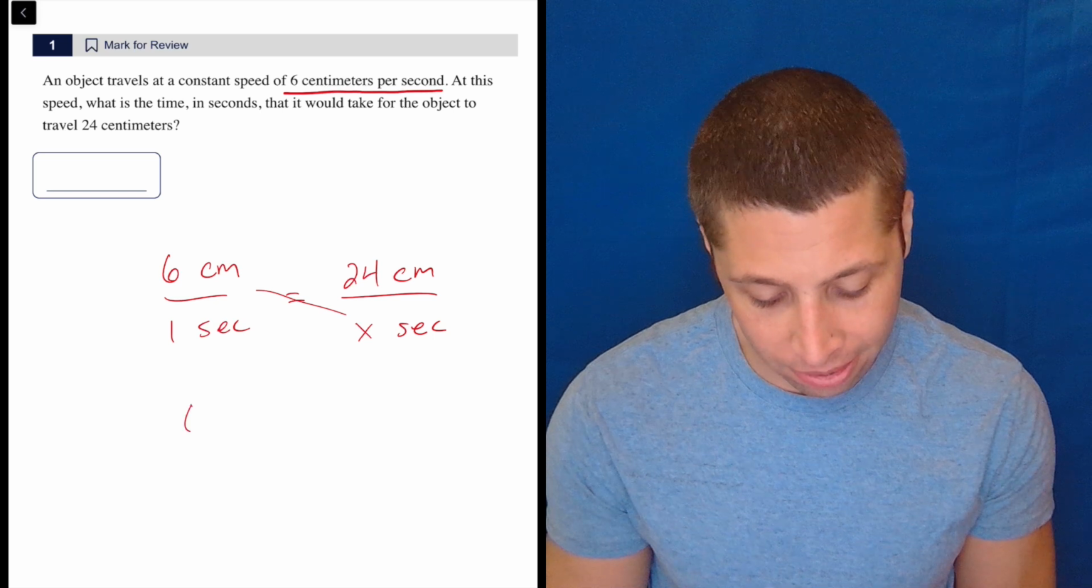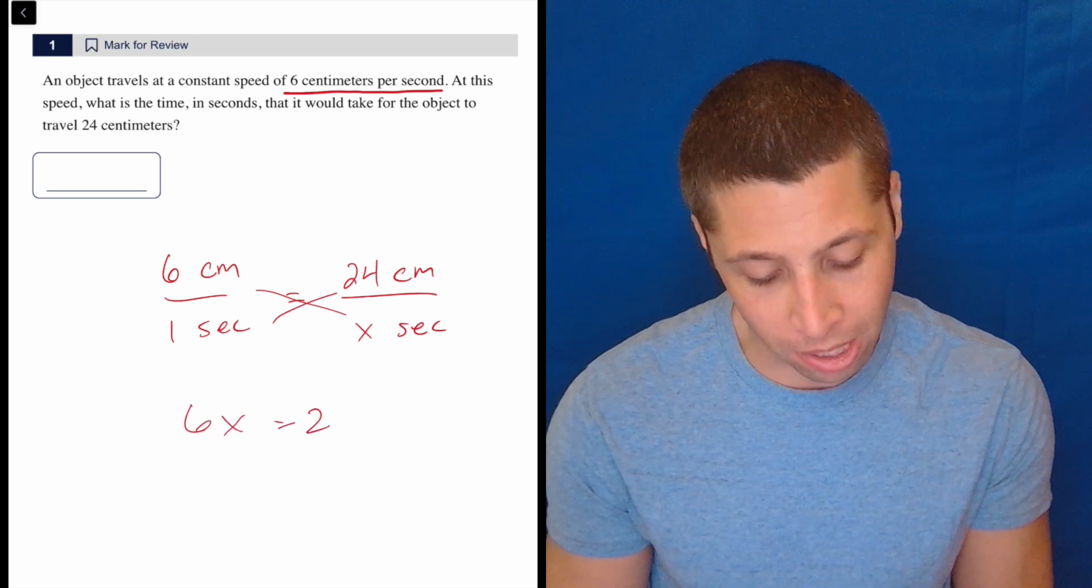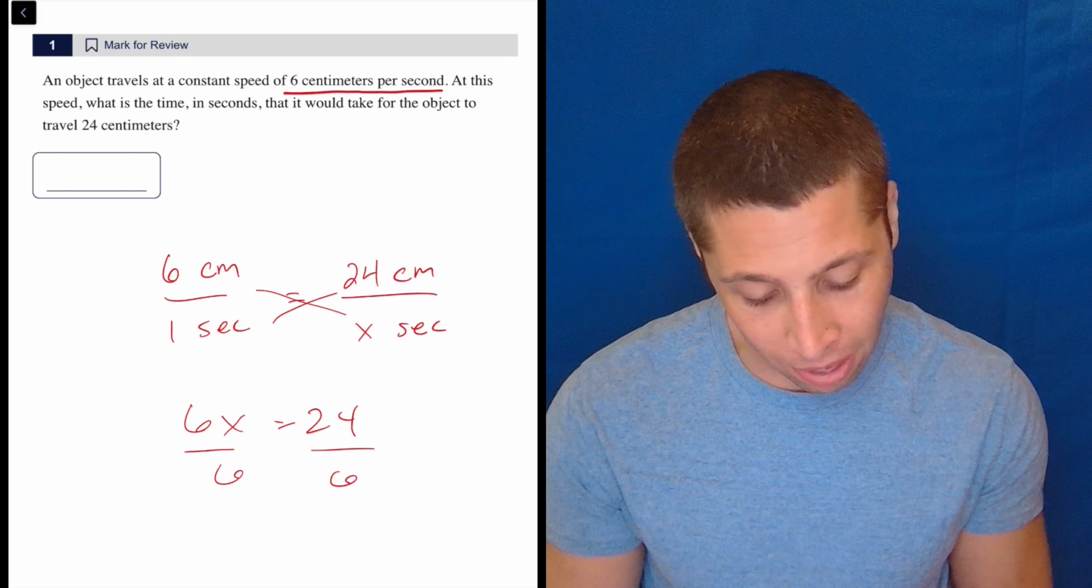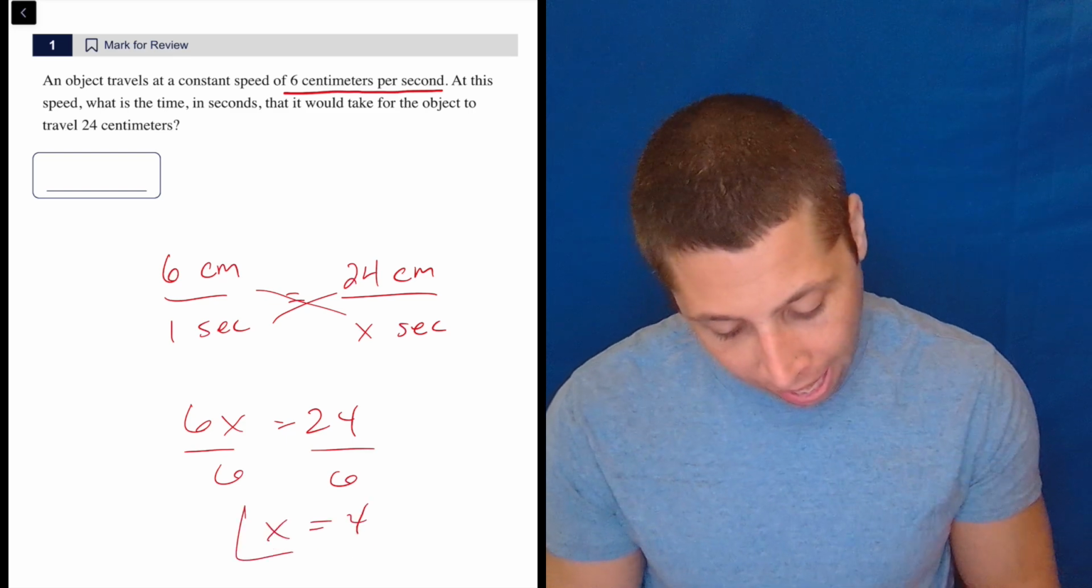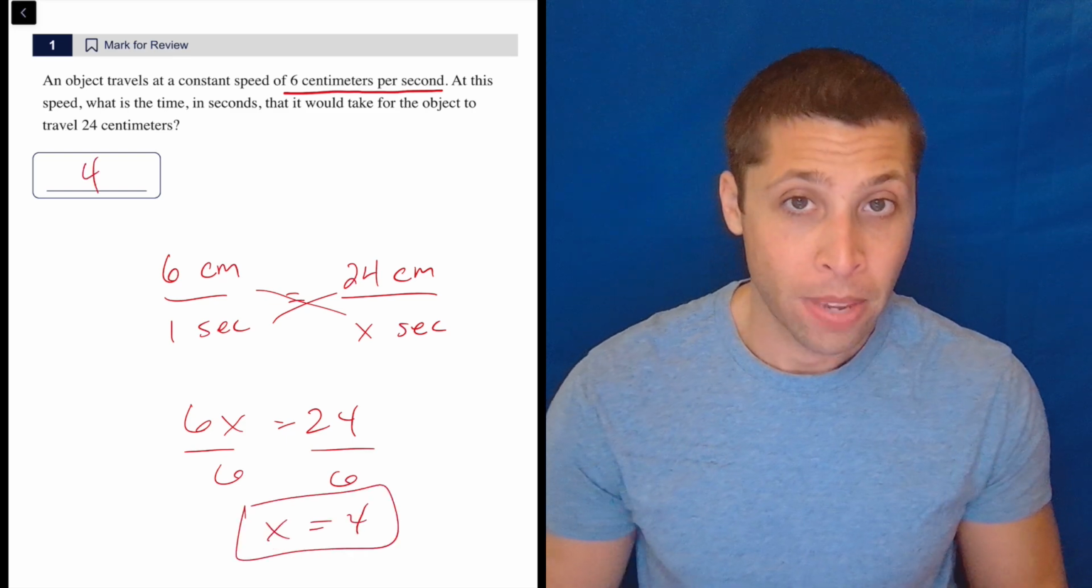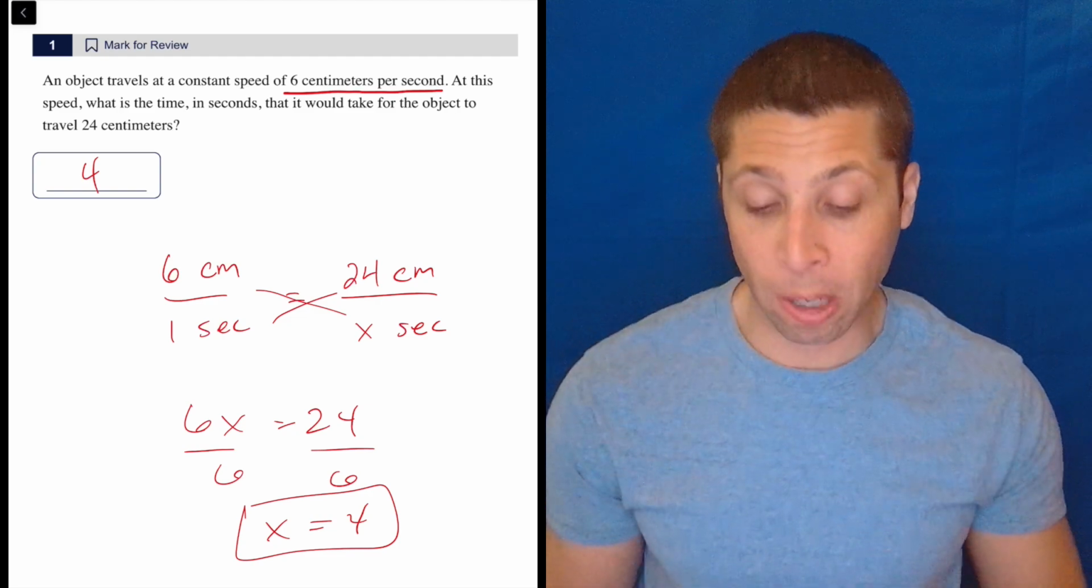So 6 times x is 6x, 1 times 24 is 24, divide by 6, x is 4, and that's the answer. That's it. Now, would you use your scratch paper here?